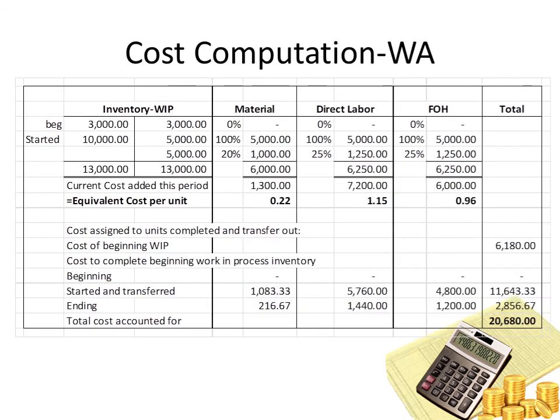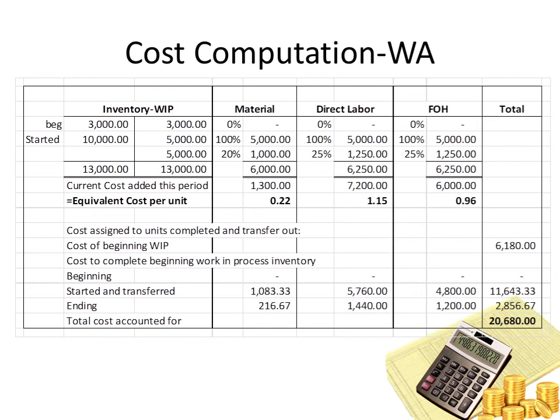Okay? So for our weighted average, you could see we have a higher amount. So for our material, we have 0.22 because there's no beginning inventory to speak of. Okay, so 0.22, it's still also infinite. So 0.22 times 5,000, that would be 1,083.33. And 0.22 times 1,000, that would also be 2,116.67. And then 1.15 times 5,000, that would be 5,760. And then 1.15 times 1,250, that's 1,440.